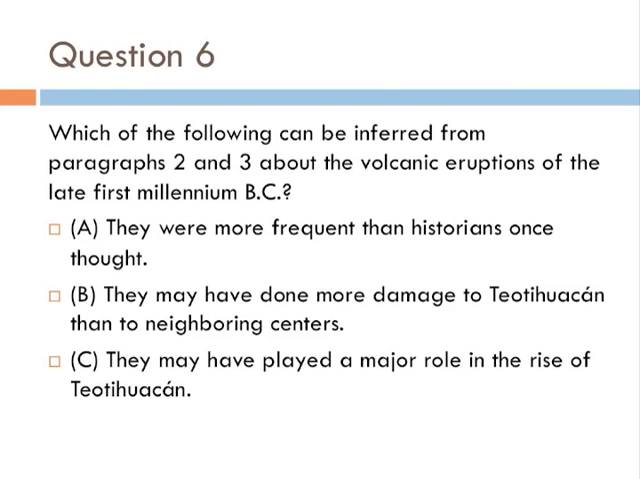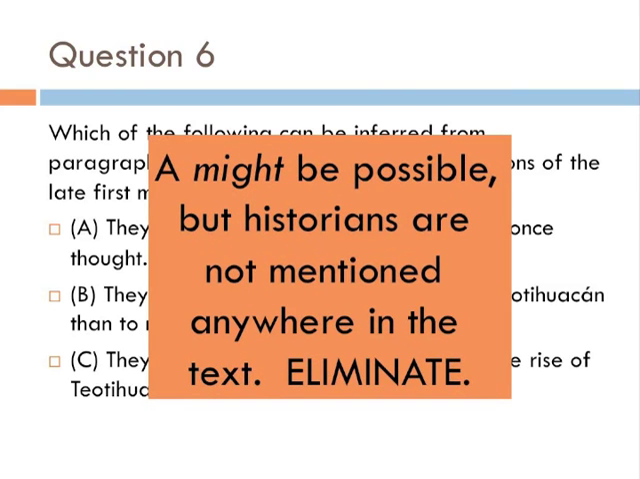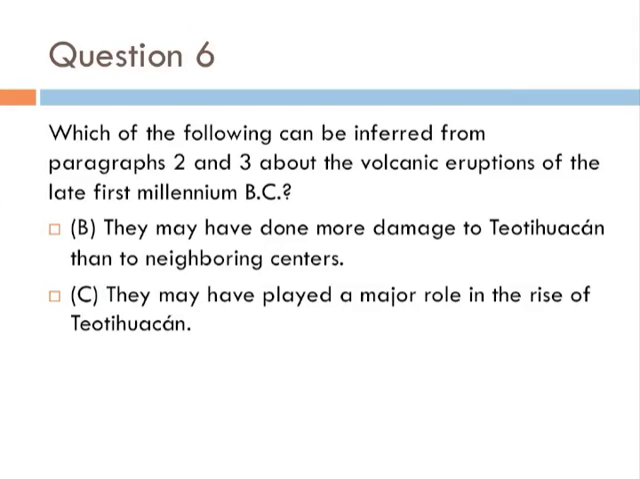Well, if we notice A, again, might be possible. Historians may have mentioned this before. But notice we don't actually see anything in the text talking about what historians are saying. The idea of historians is not even mentioned. So at this point, I think we can eliminate A as well. Again, notice how the test is trying to trick you. It's trying to trick you with possible information, but not necessarily information you can prove.